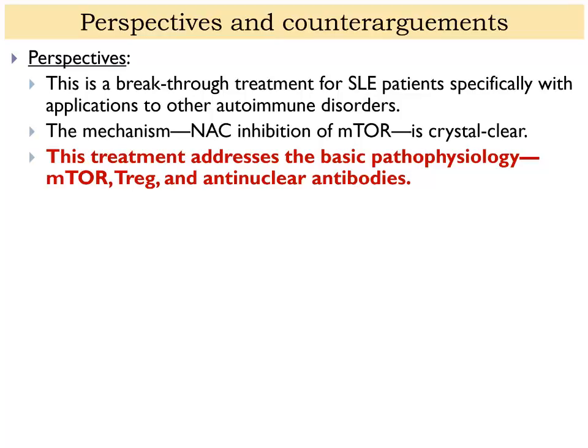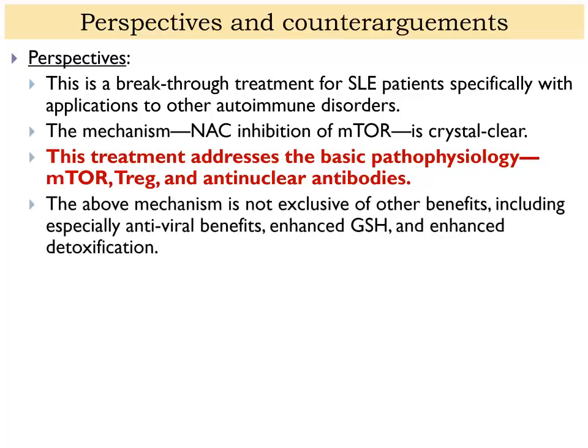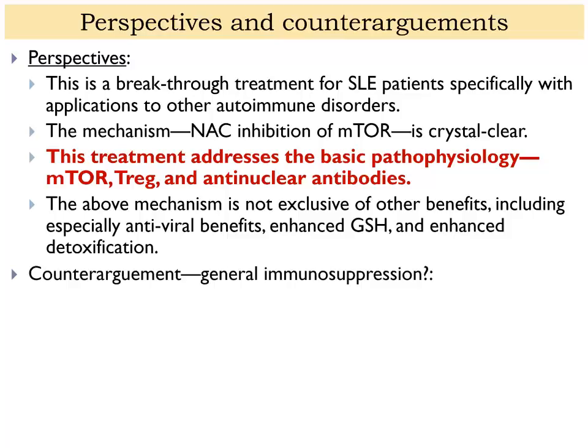So these pathogenic antibodies, again, are the laboratory standard for the evaluation of lupus, but they are also directly pathogenic. They contribute to immune complexes that eventually cause the vasculitis, nephritis, dermatitis, and arthritis that we classically see in lupus patients. The above mechanisms are not exclusive of other benefits, including antiviral benefits, especially the inhibition of endogenous retrovirus activation, enhanced glutathione, and enhanced detoxification.